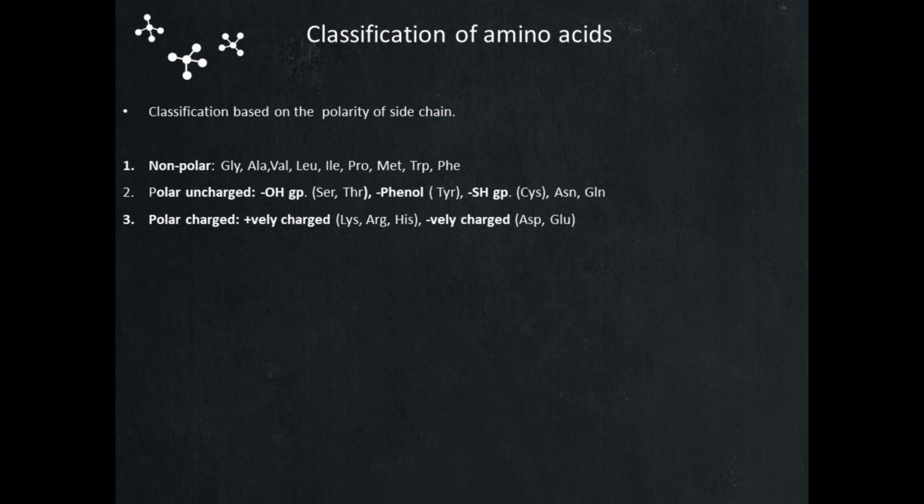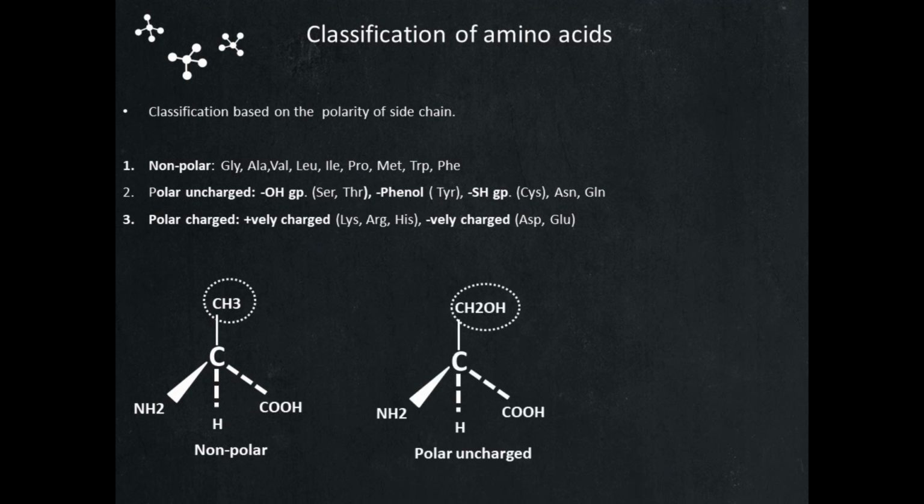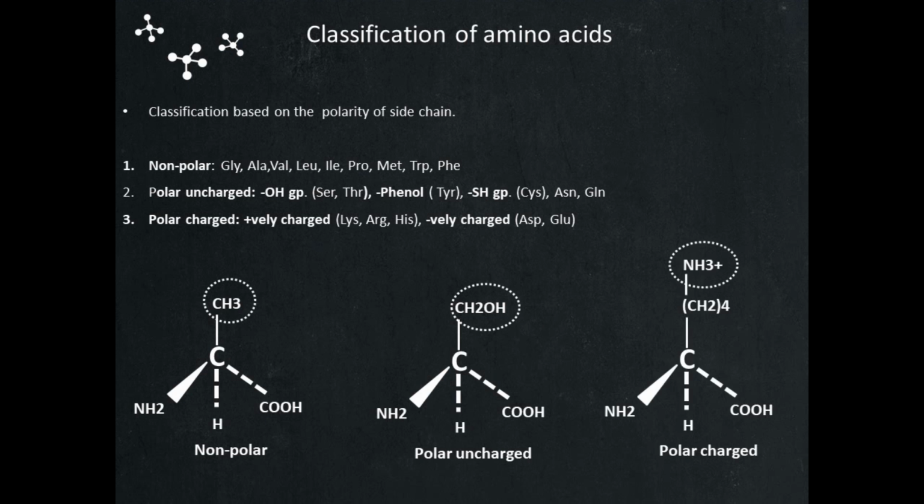Here we have a representation of a non-polar amino acid, where we can see that in the side chain we have a methyl group, therefore it is non-polar. Then a polar uncharged amino acid, which has a hydroxyl group in the side chain, and a polar charged amino acid, which has a positive charge in the side chain.